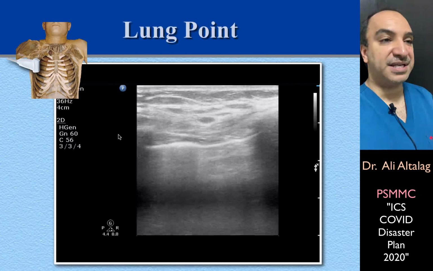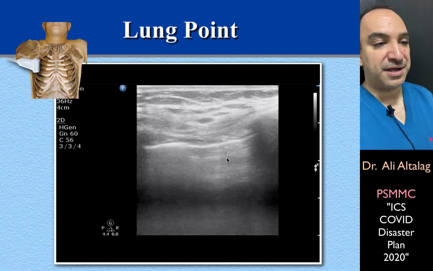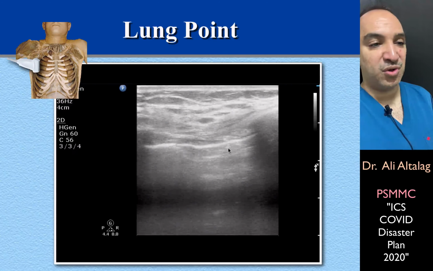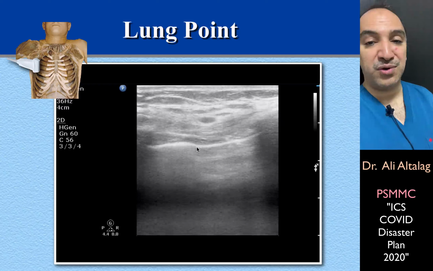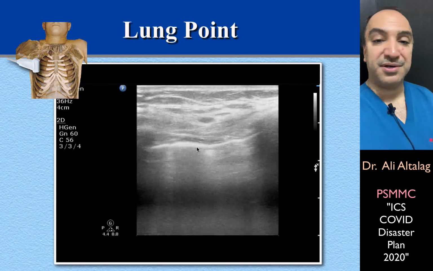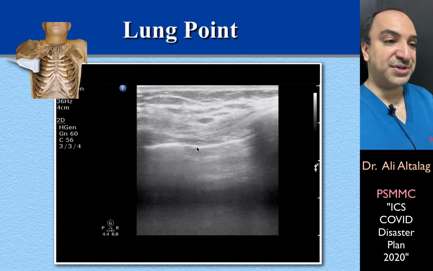This is called the lung point, where you see sliding on one side, no sliding on the other side, B lines on one side, no B lines on the other side. This is, in fact, the lung point, where it marks where the pneumothorax starts and where the lung ends.